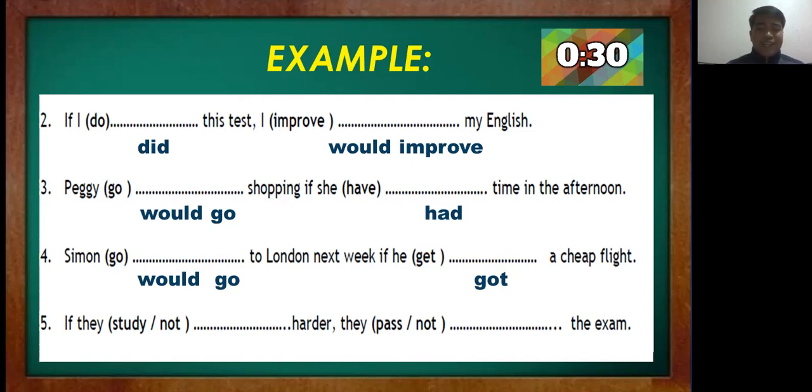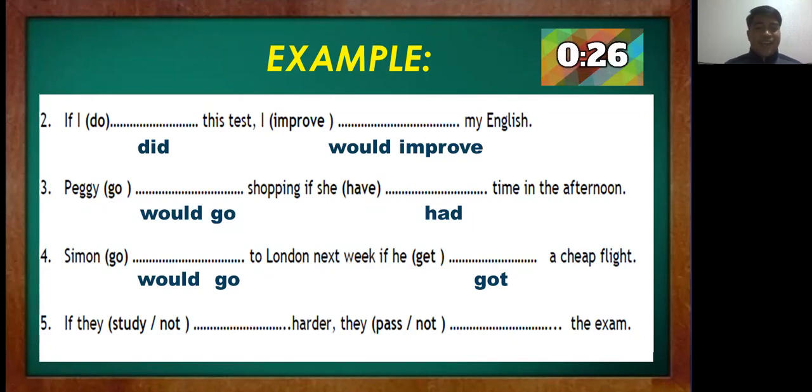After if, simple past, got, and then Simon being in the main clause, and our main subject is Simon, would, then the base form verb go. Lastly, good luck for sentence number five. If they study not, take note, this is now in the negative form. If they study not harder, they pass not the exam. Good luck, guys. 30 seconds starts now.